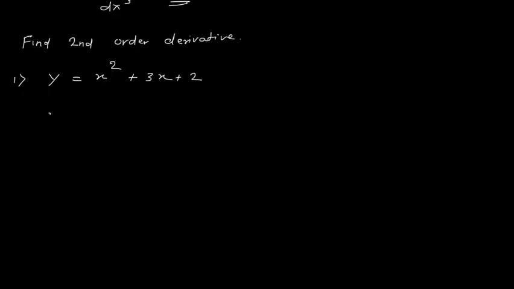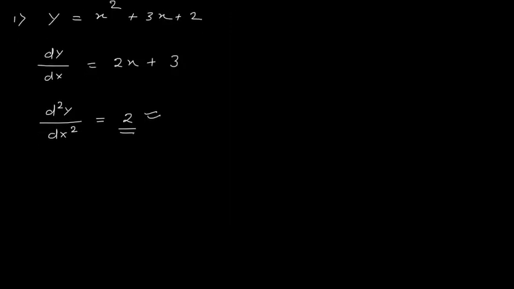Now when I differentiate this the first time, I will get dy upon dx, and this will be 2x plus 3. Now I differentiate this again, so I will get d square y upon dx square, and when I differentiate it the second time I will get the answer as 2. So the second order derivative gives me the result as 2. Okay, so y is x square plus 3x plus 2, and the second order derivative, d square y upon dx square, is equal to 2. This is the first question. Now let us see problem number 2.